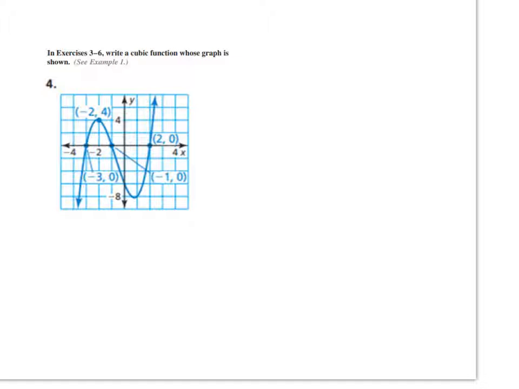Okay, looking at this problem right here, problem number 4. It says write a cubic function whose graph is shown. Looking at the graph, it looks like it's a third power function. It's a cubic function, so it's a third power function. And my leading coefficient is positive because it's up on the right and it's down on the left. And you can notice now I have 1, 2, 3 x-intercepts.